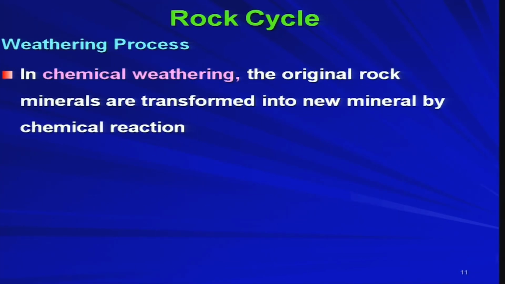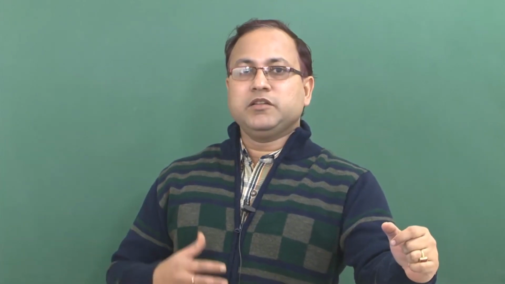Now, what is chemical weathering then? In chemical weathering, the original rock minerals are transformed into new minerals by chemical reaction. So, basically you have some rock and you allow that rock to go through some chemical reaction, and some transformation in the minerals will happen, and ultimately you will get some new minerals. This process is known as chemical weathering.